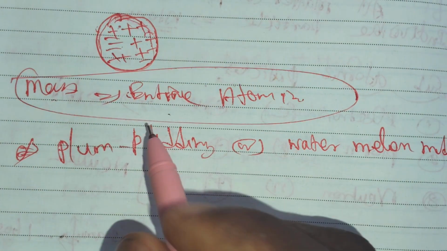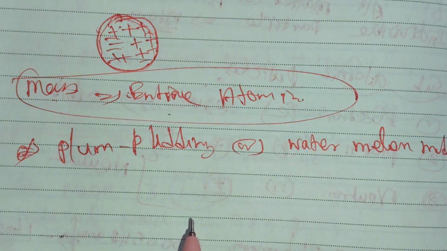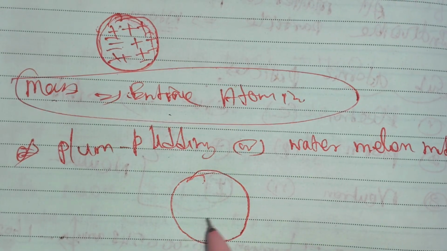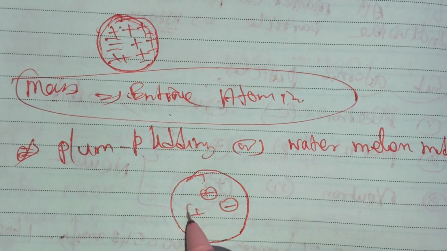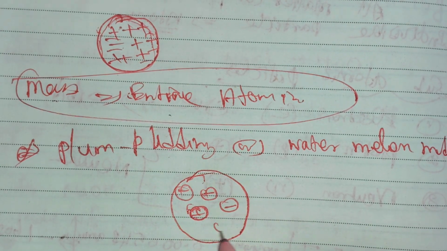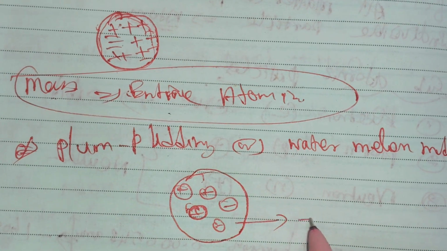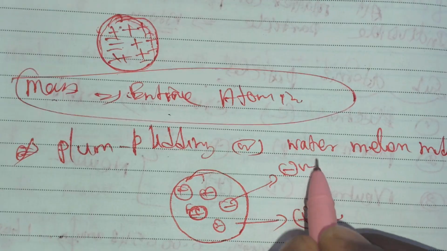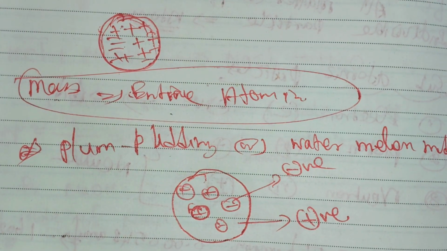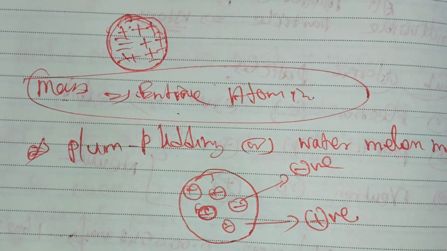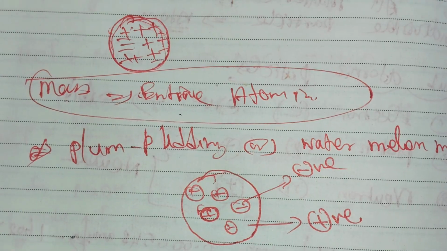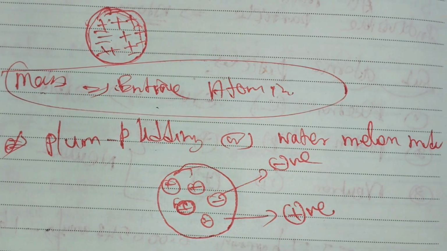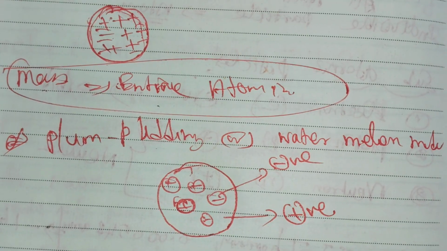For example, see, this is an atom I have drawn here. This atom consists of negative electrons, negative charge, and the empty space is considered as positive charge. So the electrons as well as protons, the positive and negative charges, are spread over the entire atom, as the J.J. Thomson model proposed. At this time, experiments were not developed to that level.